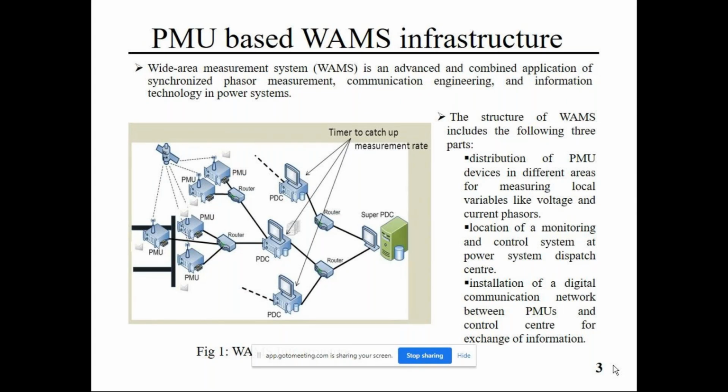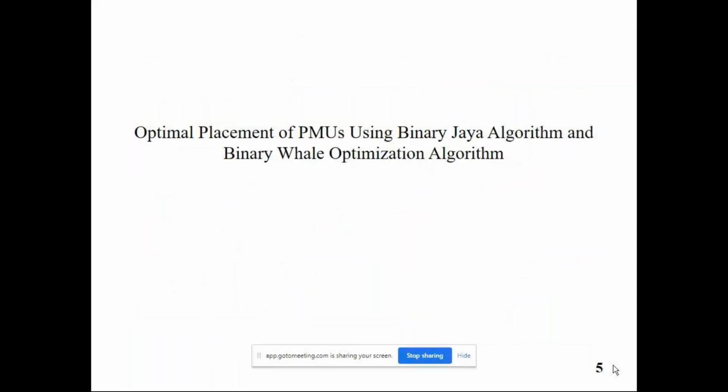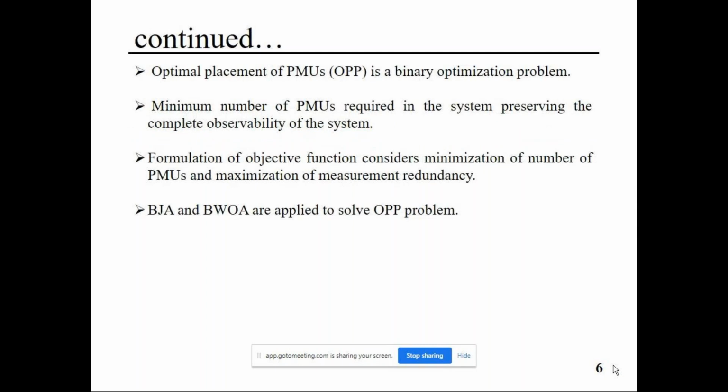But the issue is, are you going to deploy the PMU at all nodes? No. So for that, you have to optimally place the PMU in a strategic location in such a way that the complete observability of the grid is there. That means complete observability. Why is it required?